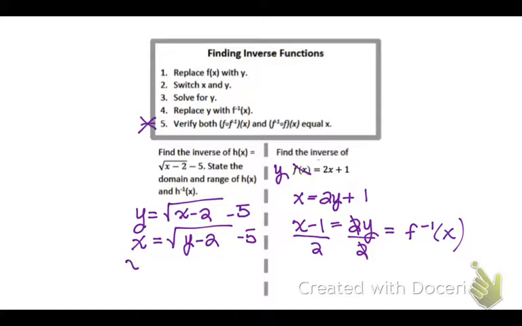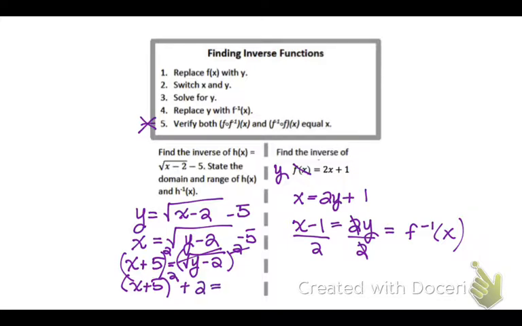So the first thing we have to do is move the 5 over to the other side. I can't do anything with the radical until I have it isolated by itself. And then again, inverse operations. The inverse operation of the square root is to square both sides, and I do that to both sides because I have to follow the algebra rules. So on the left side, I have x plus 5 squared. On this side, the square and the square root have canceled, so I have y minus 2. The last thing I need to do is add 2 to the other side to get y by itself, which is going to give me the inverse function of h.